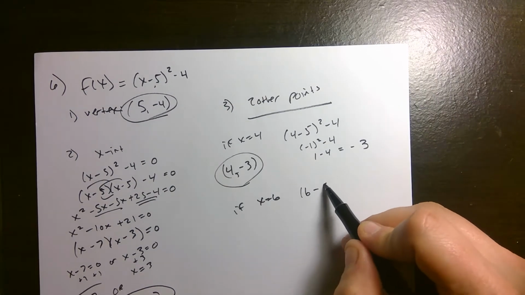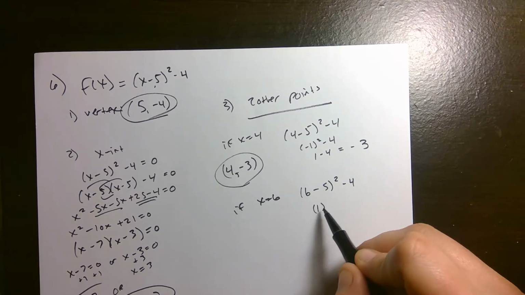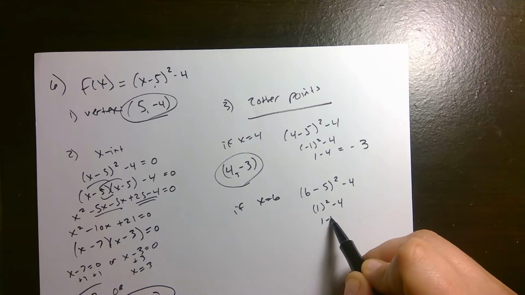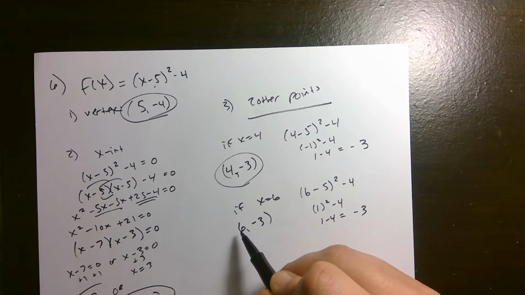Then let's say, what if x is 6? That's going to give me (6 minus 5) squared minus 4. Inside here, 6 minus 5 is just 1. 1 squared is just 1. And 1 minus 4 is negative 3. And so now I have the point (6, negative 3).